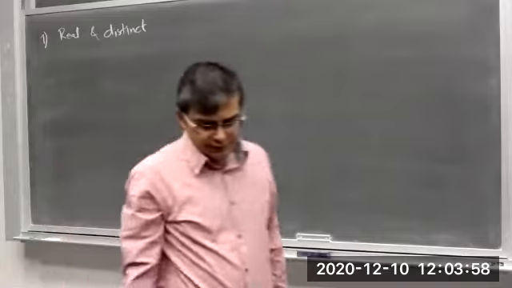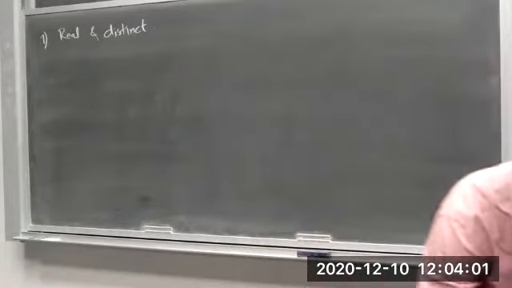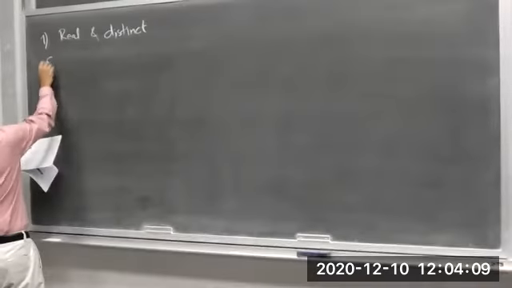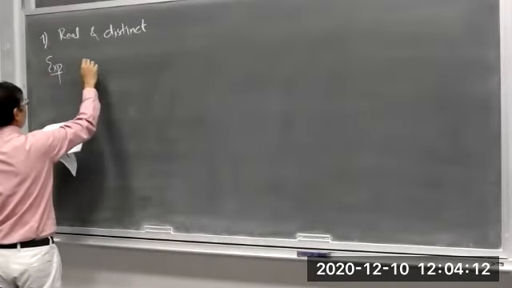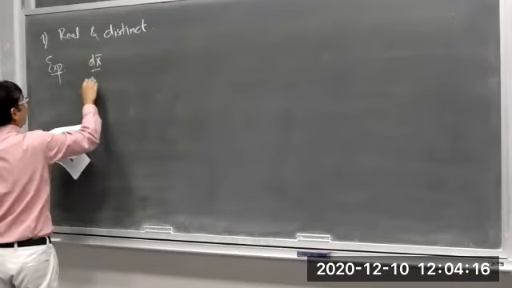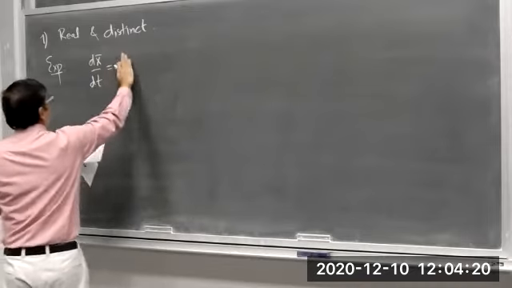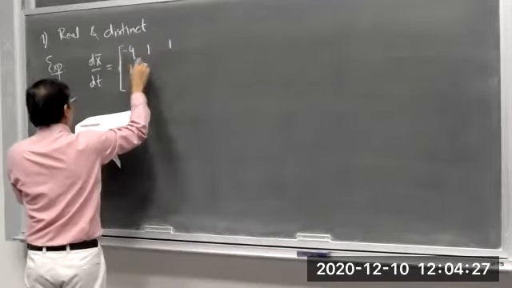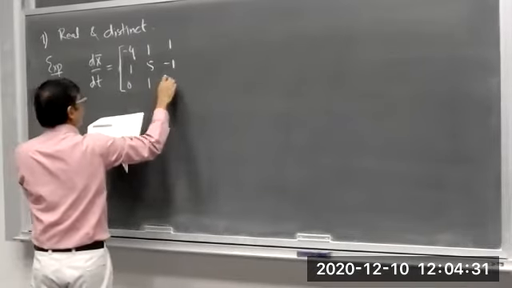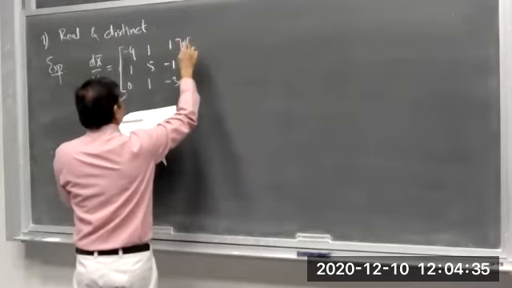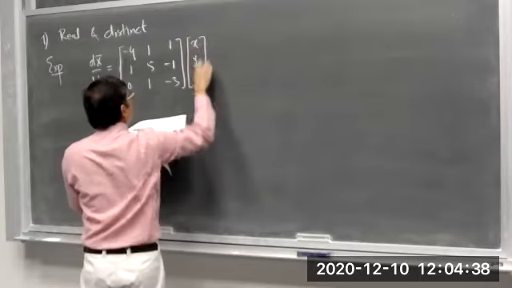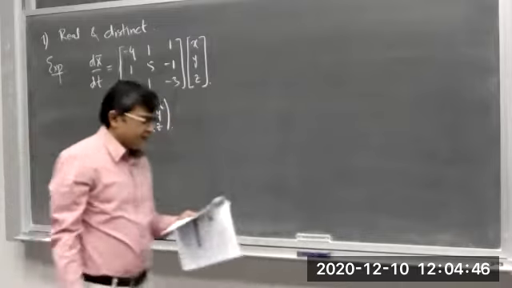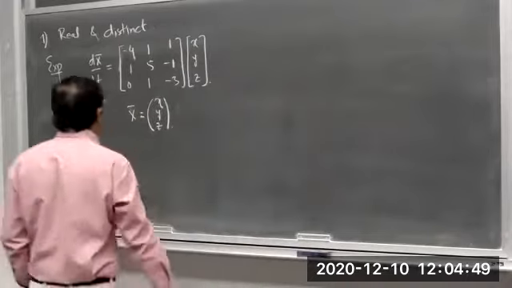For example, let's have a revision to this with the help of an example. Suppose we have a system which is basically dx/dt equal to the matrix A = [-4 1 1; 1 -5 -1; 0 1 -3] times x. Now the system is 3 by 3 and the unknown vector is x, y and z.